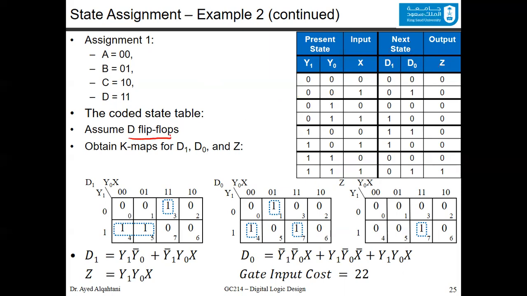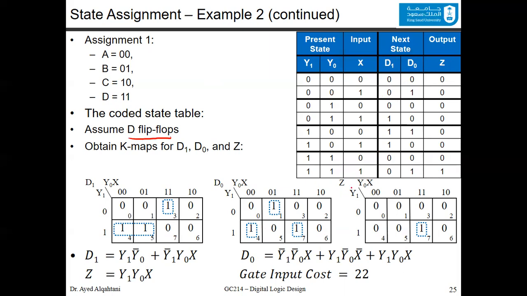In fact, I only explained D flip-flops to you up to this point. So we obtain the K-map for each one of them. For example, in the output, we fill it 0, 0, 0, 0, 0, 0, 0, 1. In D0, we fill it 0, 1, 0, 0, 1, 0, 0, 1. You can see it and check it here. Similarly, for D1, we fill it this way: 0, 0, 0, 1, 1, 1, 0, 0.